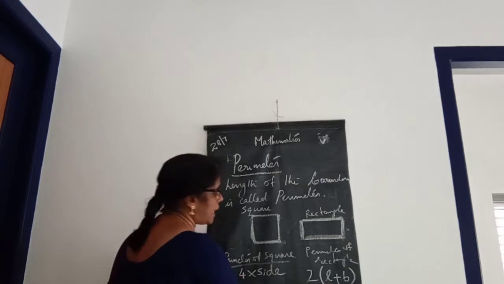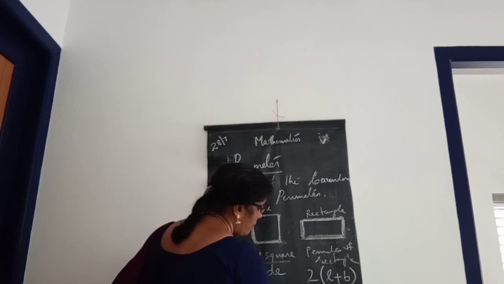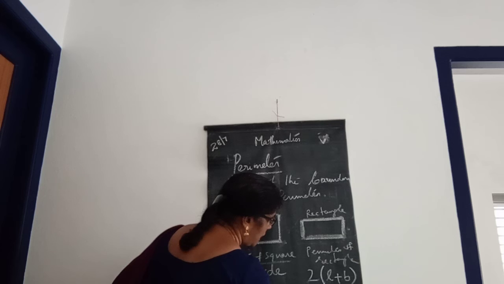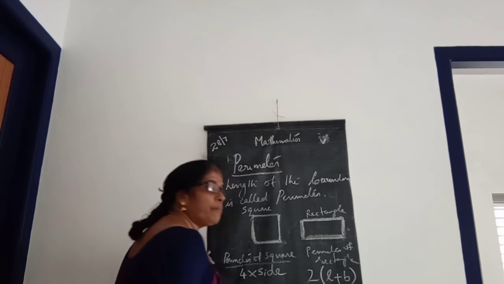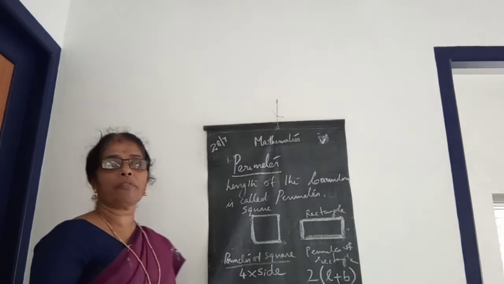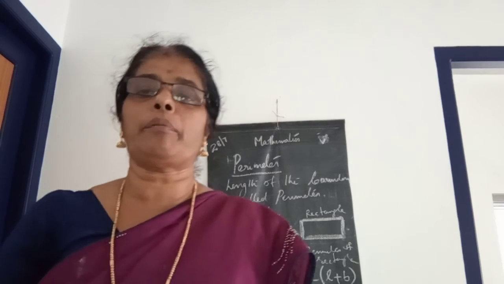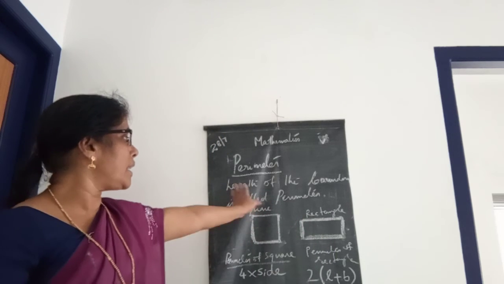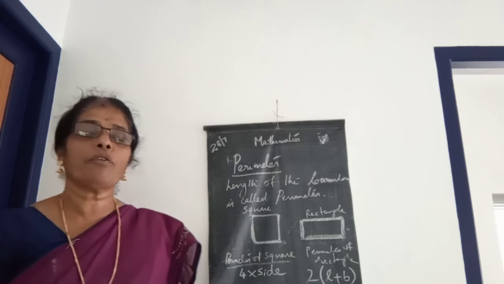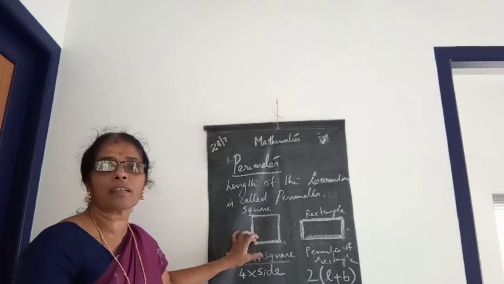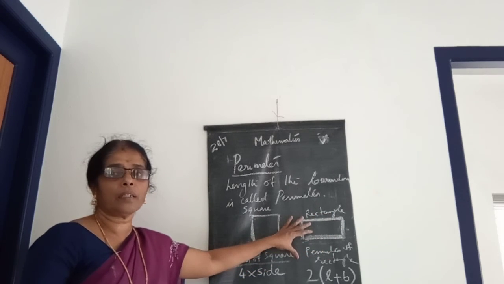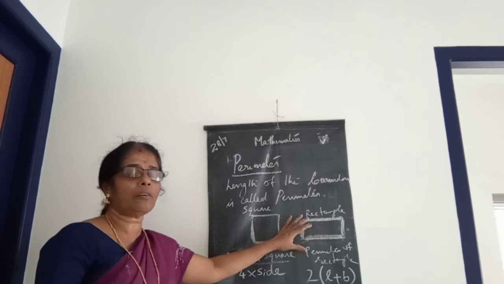Here L is equal to length and B is equal to breadth. B-R-E-A-D-T-H, breadth. Okay. Then these are the perimeters of the square and rectangle. What is the perimeter, children? Perimeter means the length of the boundary. In a rectangle, this length of the boundary is the perimeter. And how do we find the perimeter of the shapes?